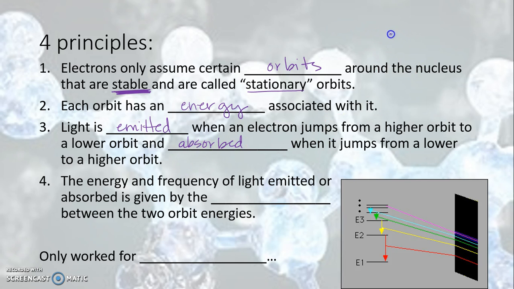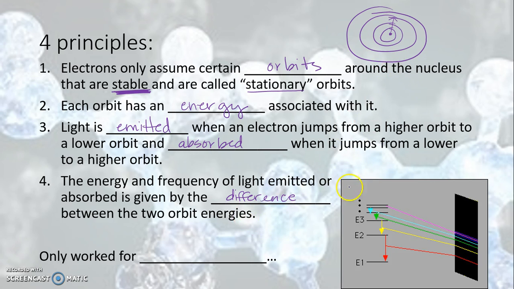And remember, as you go out from the nucleus, the energy levels get higher and higher. Why? Because it's more energy to go from one to the next, right? So 1, 2, 3, 4, 5. Okay, and we keep going. And then the last one is the energy and frequency of light emitted or absorbed is given by the difference between the two orbit energies.